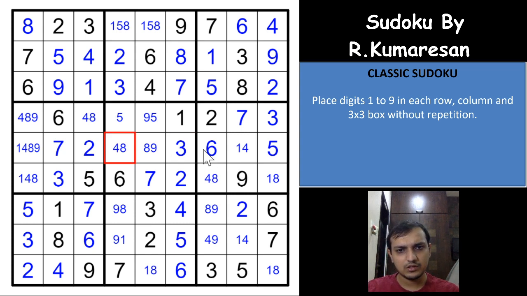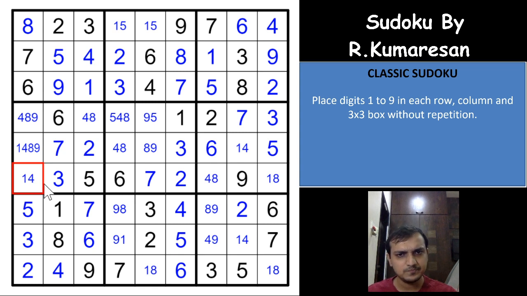And 9 cannot be here, so 5, 8 and 4, 4, 8 and 5. And let's see. Okay, so because of the 8 here, we can eliminate 8 from these two cells, right? And because of the 1, 4 here, 8 has to be in one of these two cells, so we can eliminate 8 from here. That's also nice. Are we missing anything?